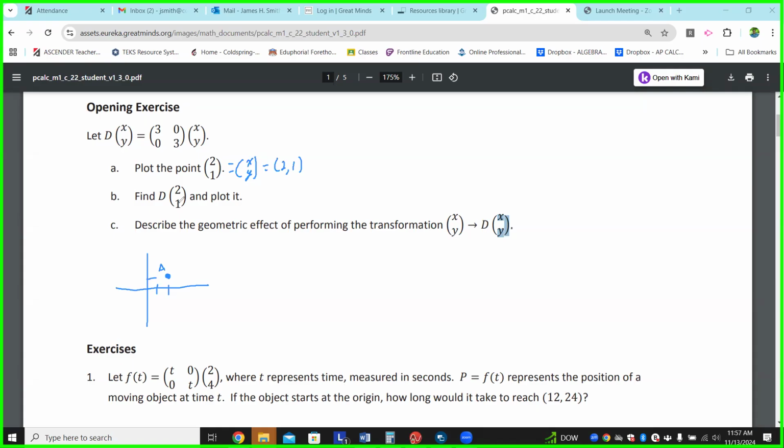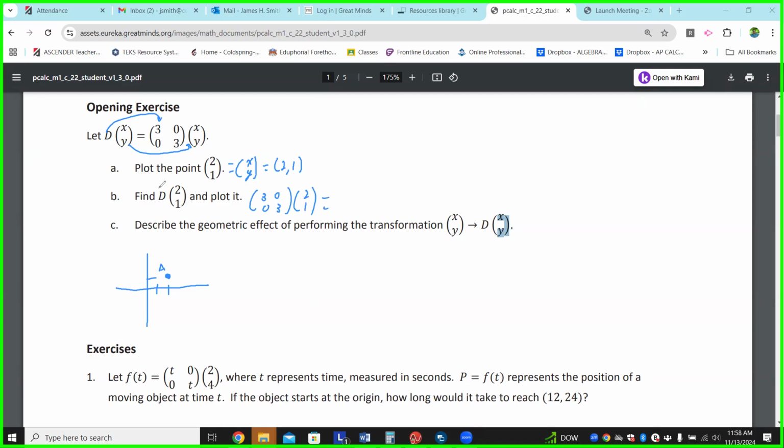All right. D says to find this. I tell you that D is this right here. So this is the D. This is your XY right here. So to rewrite this, this becomes 3, 0, 0, 3, and then 2, 1. Do y'all remember how to multiply matrices?